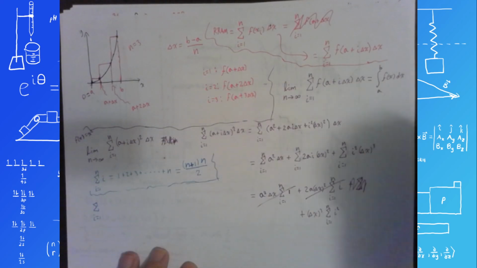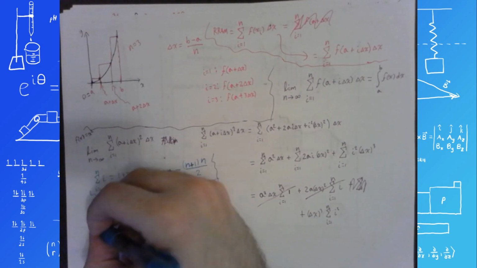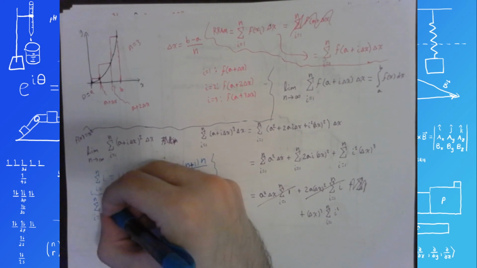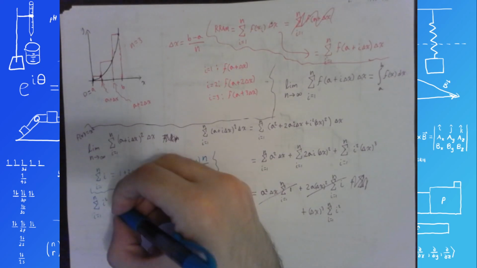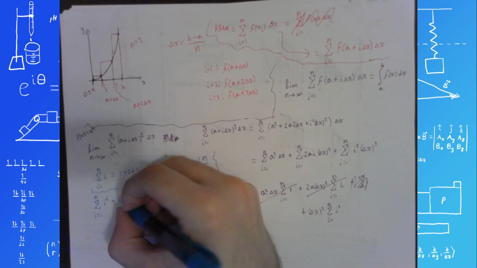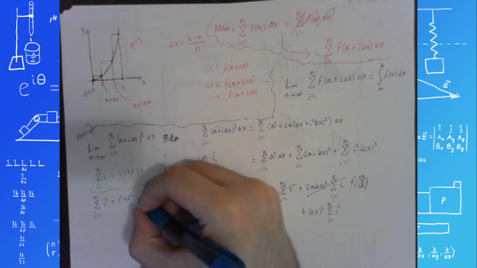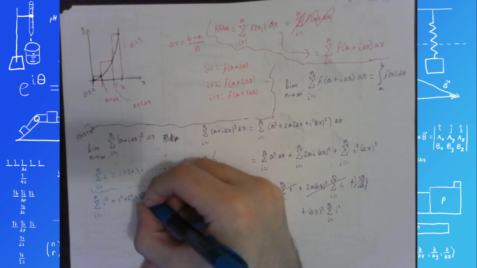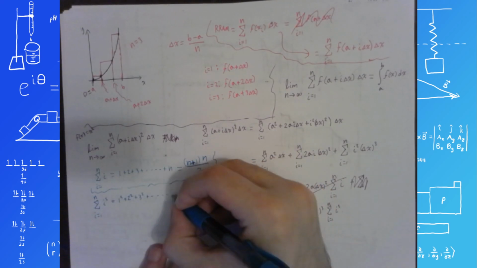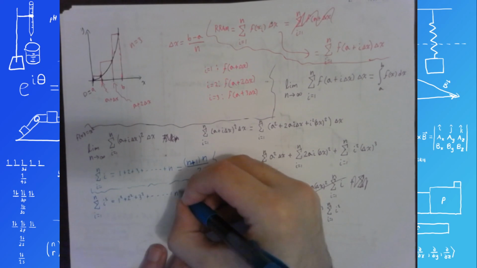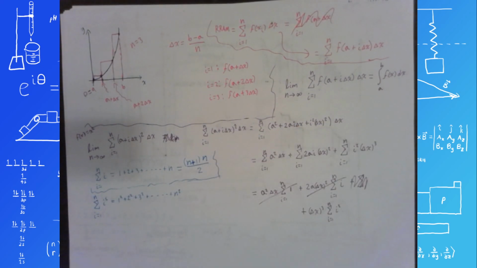So let's try and figure out if there's a general formula for the sum from 1 to n of i squared. So this would be, of course, 1 squared plus 2 squared plus 3 squared, and so on, all the way to n squared. Let's see if we can get a formula for this.